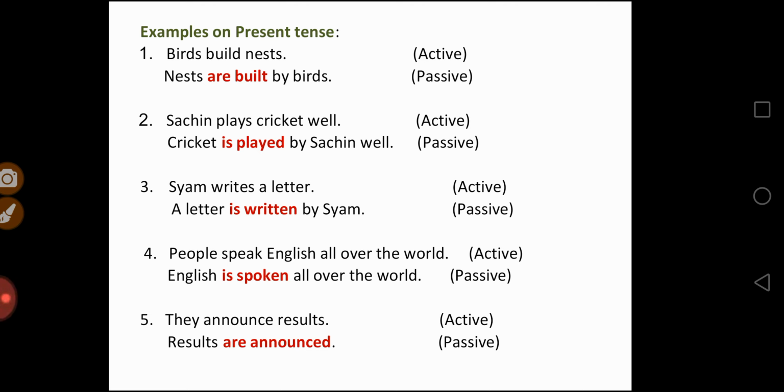They announce results. Results are announced. In these two examples, the subjects "people" and "they" are unimportant. That's why we did not use those subjects in the passive form.